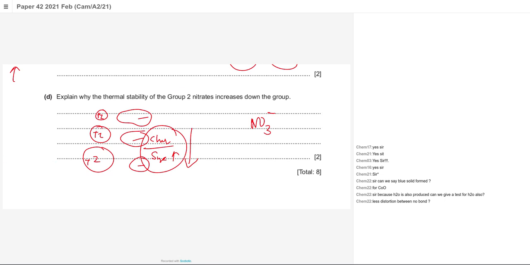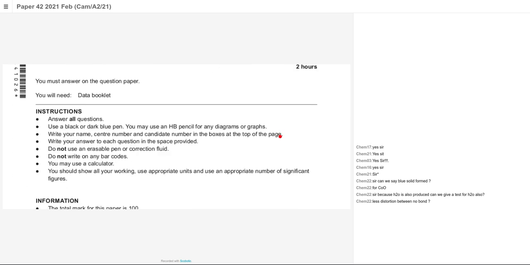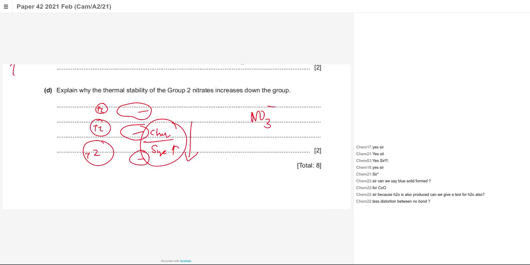You can also talk about distortion of the bond. That's correct. Less distorting of the nitrate. Yes, that's correct. So that is 8 marks in total. You're supposed to add the marks now. If you have marked the paper, on the cover page you can just write the total out of 8. That's the first question. Anything to clarify further?